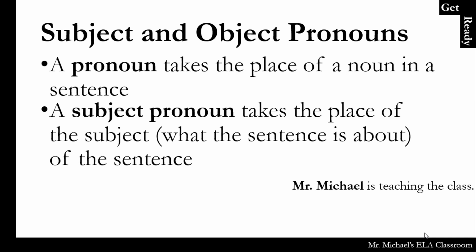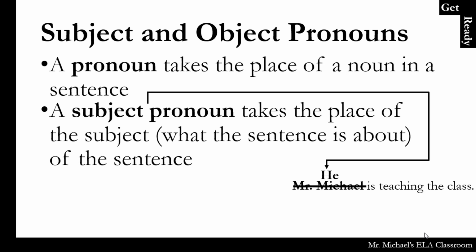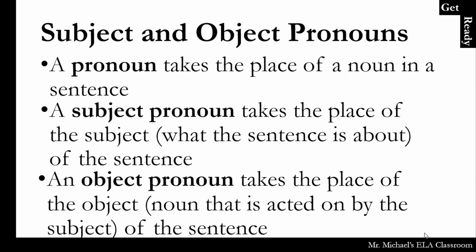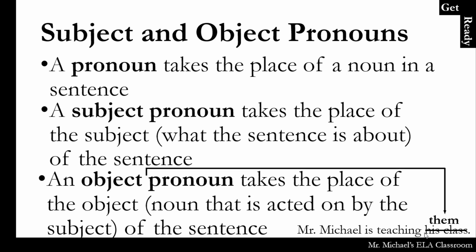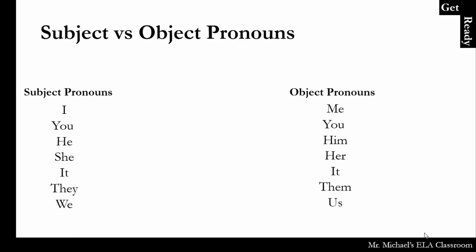So Mr. Michael is teaching the class. I could say he is teaching the class. An object pronoun takes the place of the object, or the noun that is acted on by the subject of the sentence. Yes, this is a little bit confusing. We will talk about it in more detail later on. Mr. Michael is teaching his class. Mr. Michael is teaching them. That is an object pronoun.